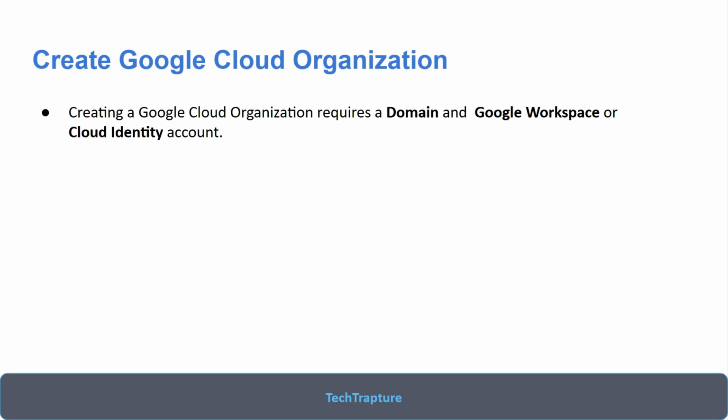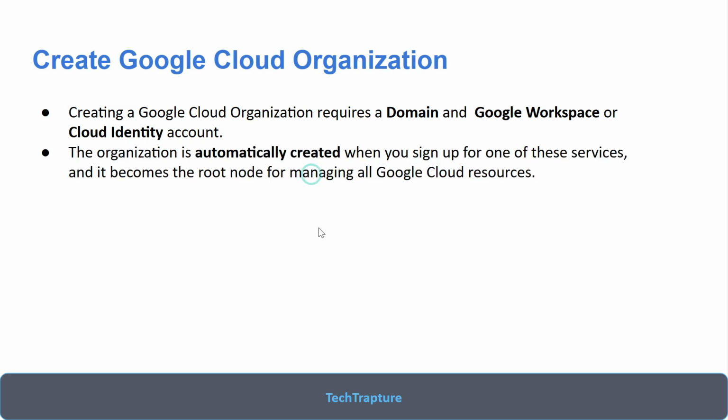So here I'll create a Cloud Identity account and organization. I'll also show you how we can create a Workspace account and how we can create our organization. Second thing, the organization is automatically created when we create our identity or Workspace account. So I don't need to create an organization separately. Once you purchase a domain and create your Workspace or identity account, your organization will be automatically created and it will show to your users as well.